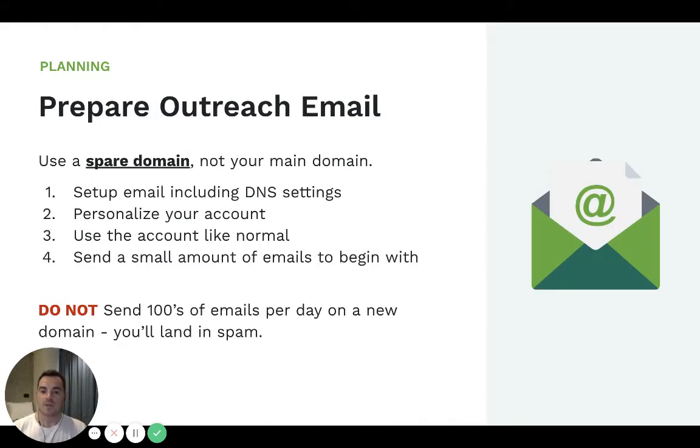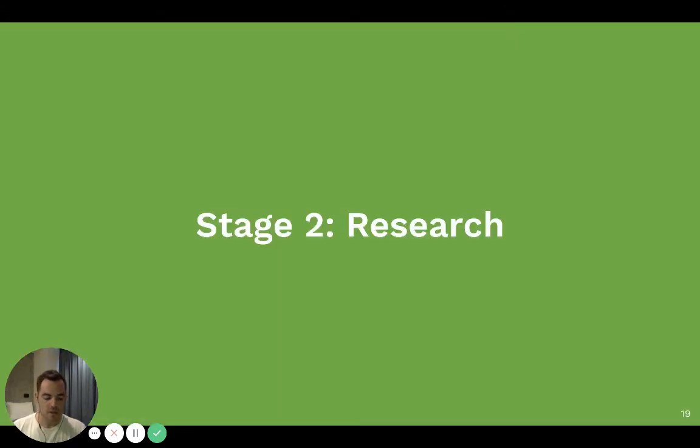And lastly, at this stage, you need to prepare the outreach email. I highly recommend you use a spare domain. So our main domain is taskdrive.com, but we may want to use taskdrive.net or taskdrivenow.com, a different variation of the domain. Even if we follow the best practice, our emails still could be marked as spam, and that has a very detrimental effect to your main email domain if you're using that for outreach. There are a number of things here that you need to set up, but I can provide the detailed guides to doing so after this presentation. So that's the planning stage.